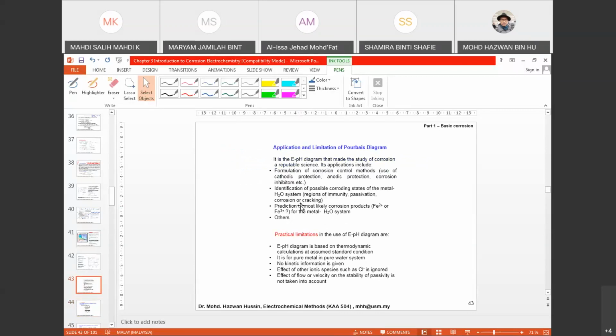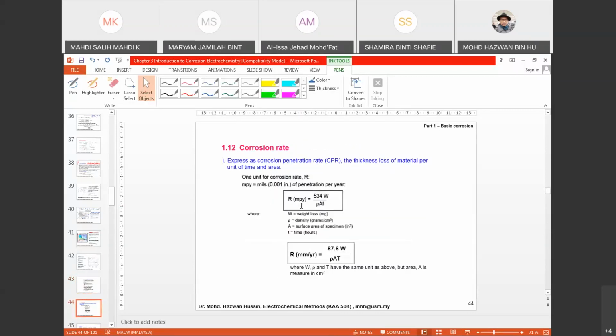Right. So any question about the Pourbaix diagram before we move on to corrosion rate?